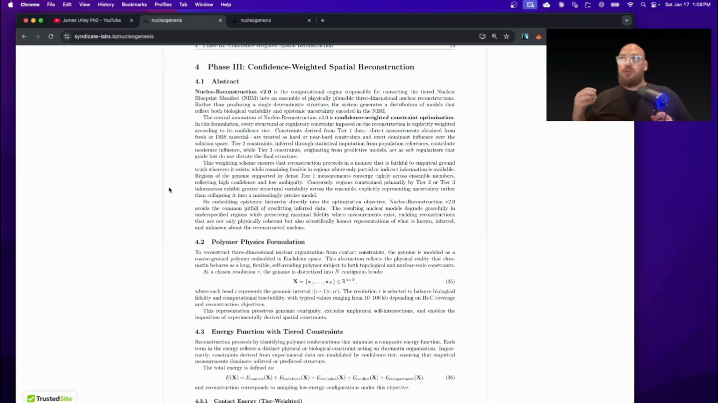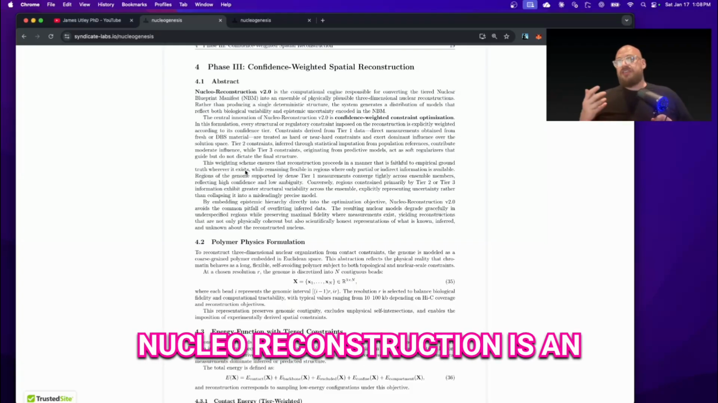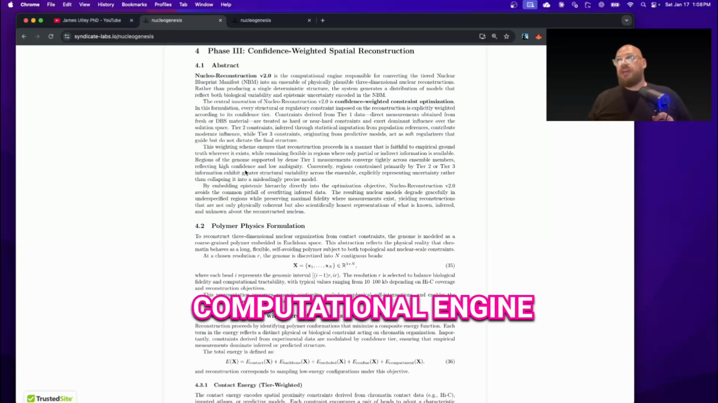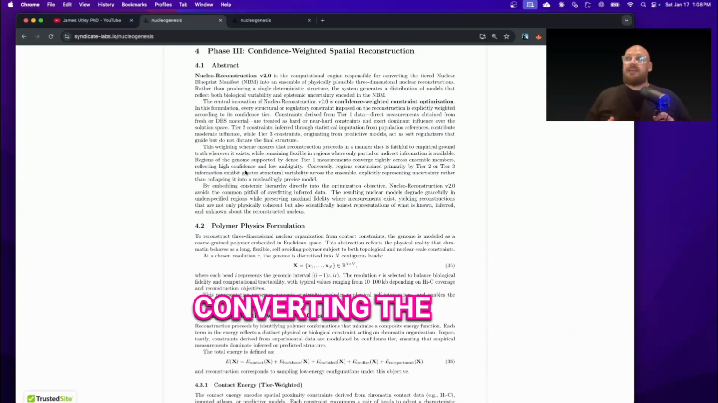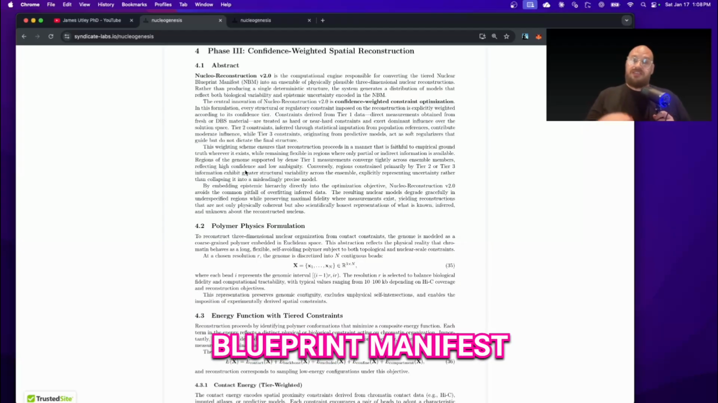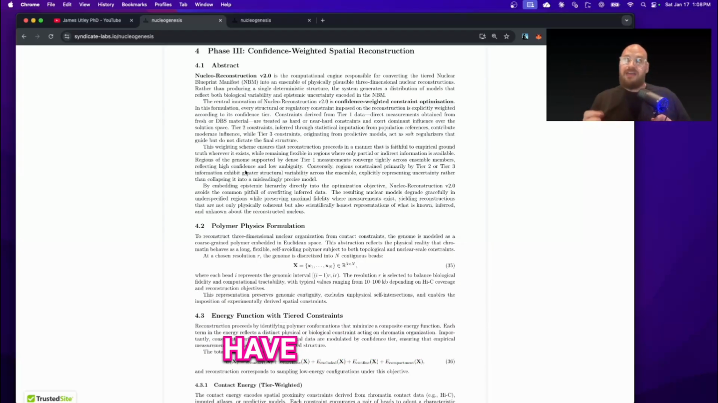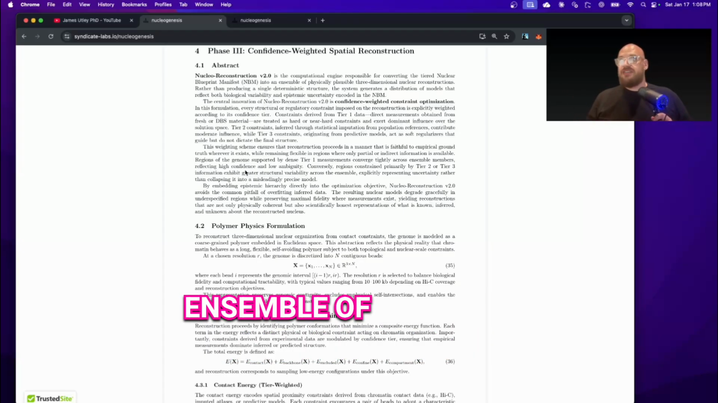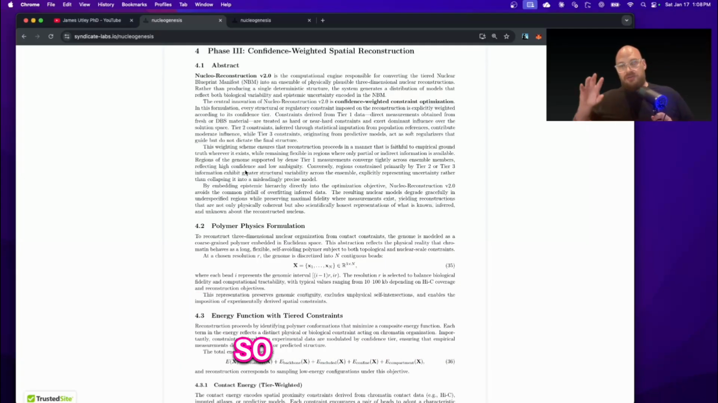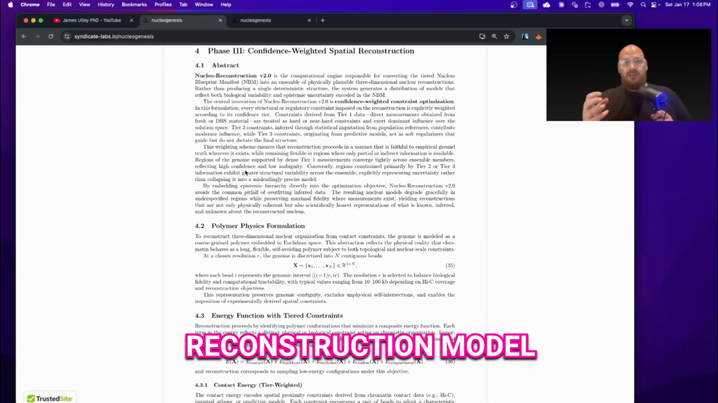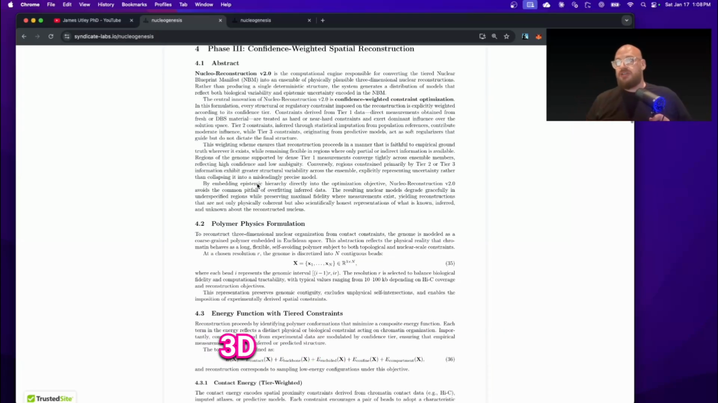Now here we are at Nucleo Reconstruction. Nucleo Reconstruction is an application, a computational engine responsible for converting the tiered nuclear blueprint manifest, the file that you have made, into an ensemble of physically plausible three-dimensional nuclear reconstructions, right? So it's a nuclear reconstruction model. It gives you a 3D representation, right?